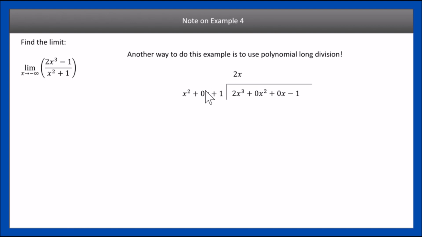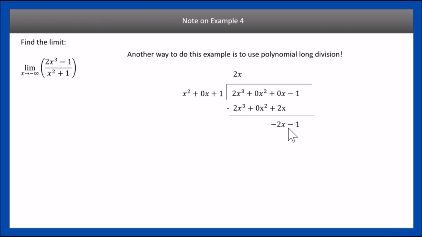We're going to distribute this to this entire expression. So 2x times x squared is 2x cubed. 2x times 0x is 0x squared. And then 2x times 1 is 2x. Then we're going to subtract. Just like with division, we multiply, we figure out how many times it goes into it, multiply, and then subtract the result. So in this case, these cancel. We have 0 minus 2 is negative 2. Remember, we're subtracting here, so 0 minus 2 is negative 2. And then we got negative 1, just bring down the negative 1.